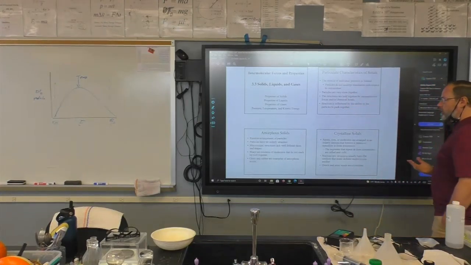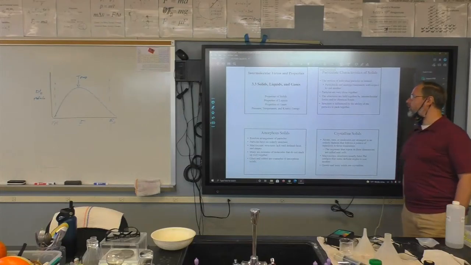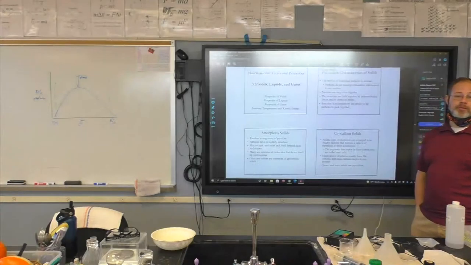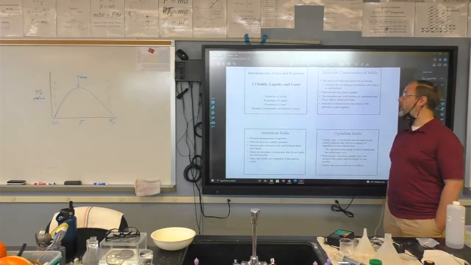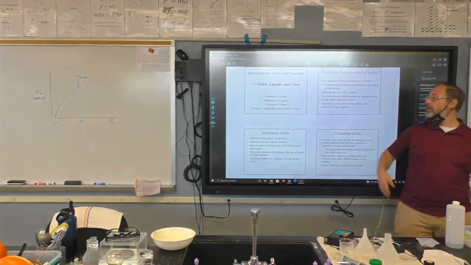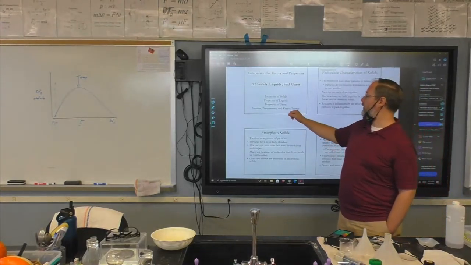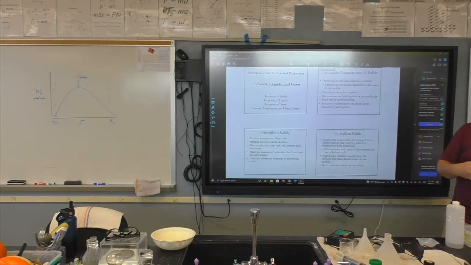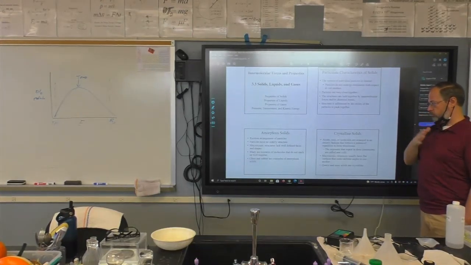So solids, we learned about solids a bunch last year. They're close together, they're held together by chemical bonds. All they do is vibrate, but they do have to still move. The characteristic of a solid is when the intermolecular forces are much larger than the kinetic energy. Characteristics of gas is when the kinetic energy is much larger than intermolecular forces.